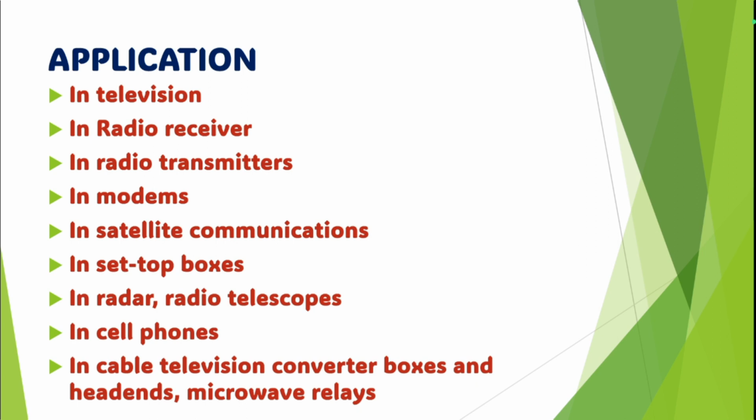Next, some applications where it is used: in televisions, in radio receivers, and in modems with modulator and demodulator devices. It is also used in satellite communications, set-top boxes, radar and radio telescopes. So these are some applications in which superheterodyne radio receivers are used. So this is all about our superheterodyne radio receiver.